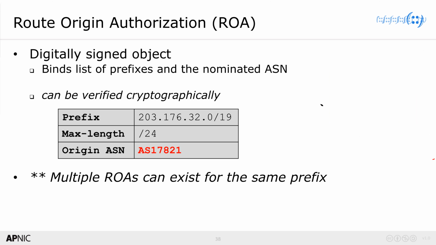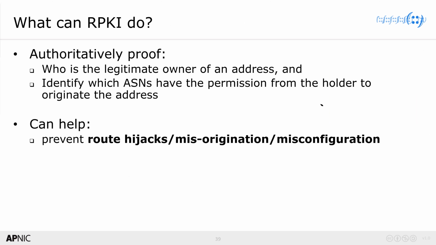Excellent, thanks. So what can RPKI do? We can authoritatively prove who is the legitimate owner of the address. We know which ASN has permission to actually originate that address. So what can that help us with? It helps us with things like route hijacks, somebody else originating your prefixes, misorigination, and misconfiguration. So it solves a couple of those problems that we saw examples of earlier.